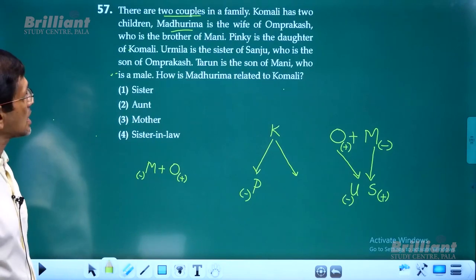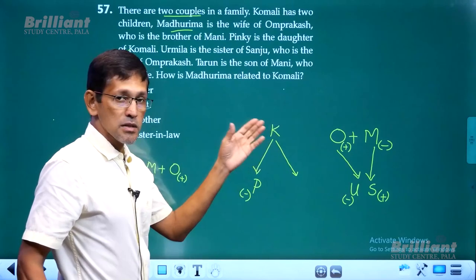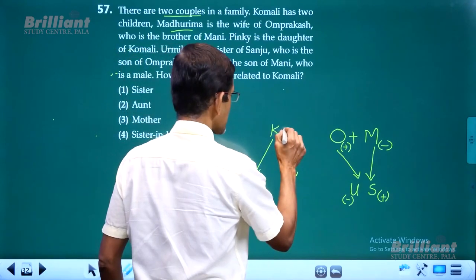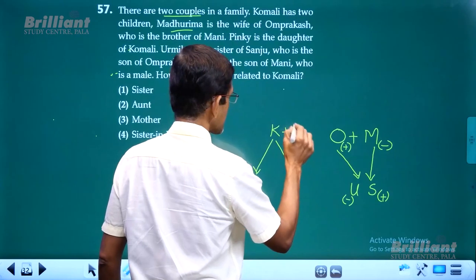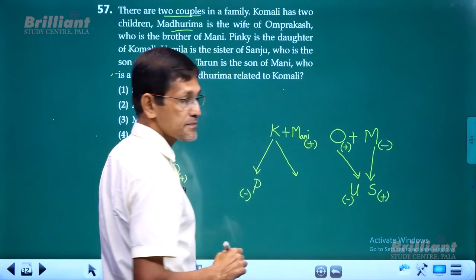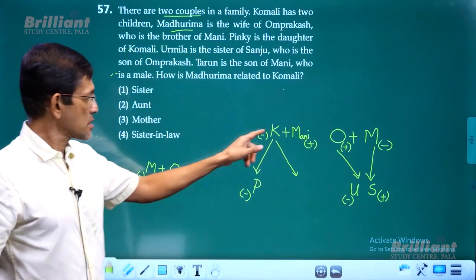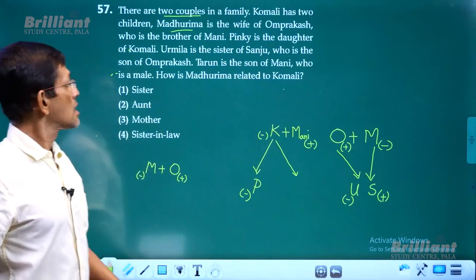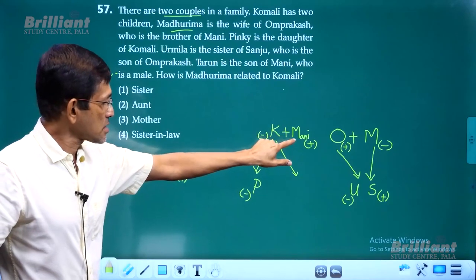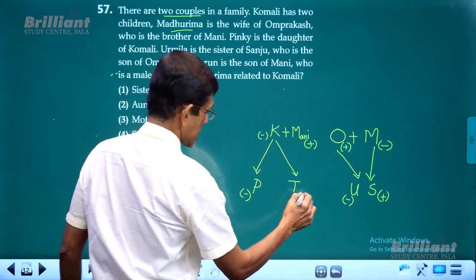Mani. Who is Mani? Mani is the brother of Om Prakash. So there are two couples here. Ultimately, we can assume that Komali is married to Mani. Mani, who is the brother, is a male, and Komali must be the female. So Komali is the mother of Pinky and Mani is the father of Pinky. At the same time, it says that Tarun is the son of Mani, which means Tarun is the son of Mani and Komali, right? Tarun is a son, so he's a male.